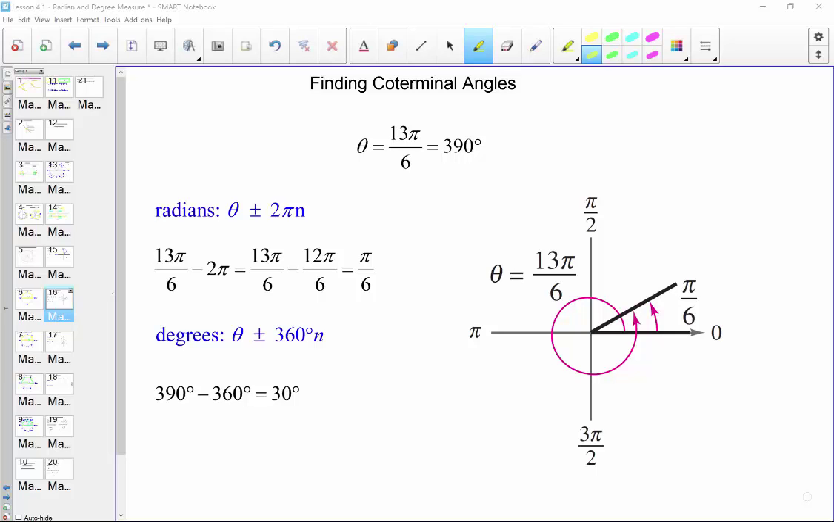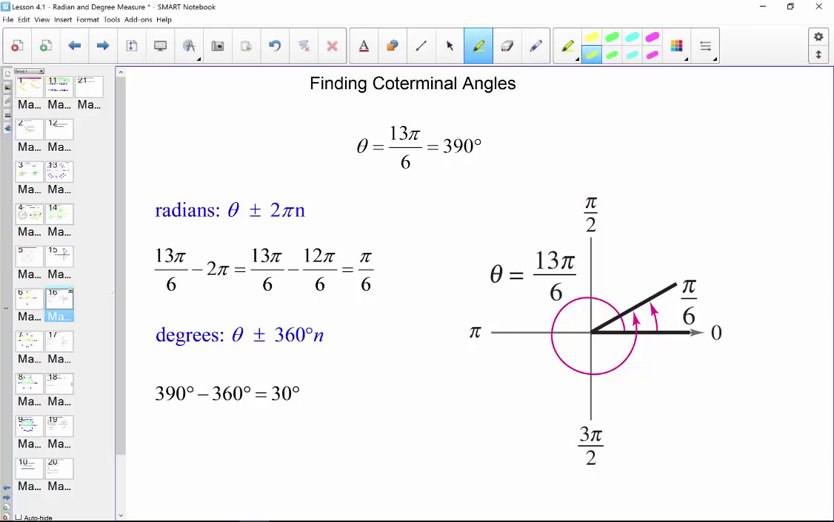Earlier we learned the definition of a coterminal angle. Two angles are coterminal if their initial and terminal sides are the same. In the diagram below, we can see that we have an angle at pi over 6, and we have another angle at 13 pi over 6. But both angles end at the same terminal side.